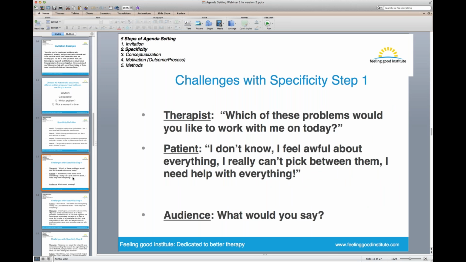So I'm going to involve you and ask you to do a little work with me here on the specificity step. One challenge you'll face when doing specificity with patients is that you might ask your patient, which of these problems would you like to work with me on today? And let's say your patient says, I don't know. I feel awful about everything. I can't really pick between them. I need help with everything. So I'm going to ask you, don't look ahead, but what would you say? Write in your question box, what would you say?